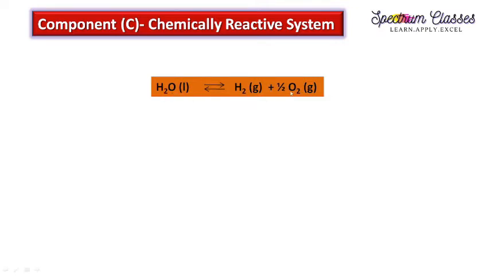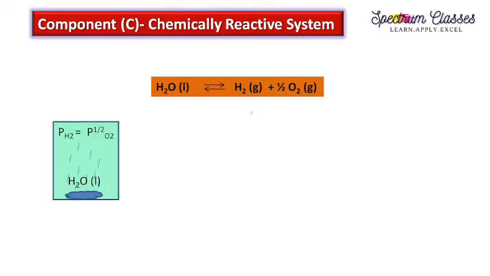So this is a two-phase system. How are we going to say this? Here we have one phase as the liquid phase and the other phase as a gaseous mixture. So it is a two-phase system. Now coming to the number of components.